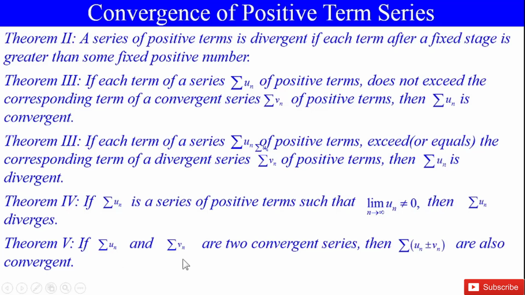If sigma un and sigma vn are two convergent series, then sigma un plus or minus vn are also convergent. That is, the sum of two convergent series is also convergent, and the difference of two convergent series is also convergent.